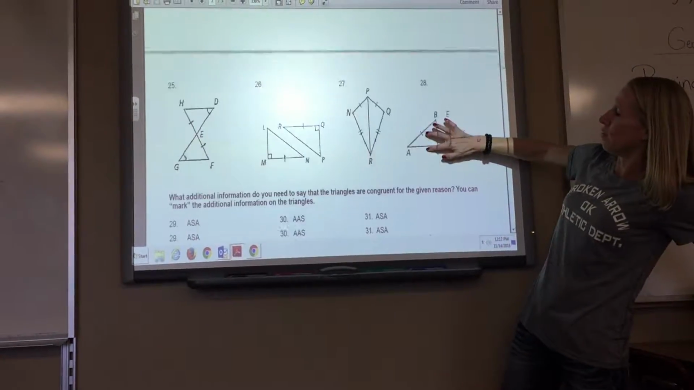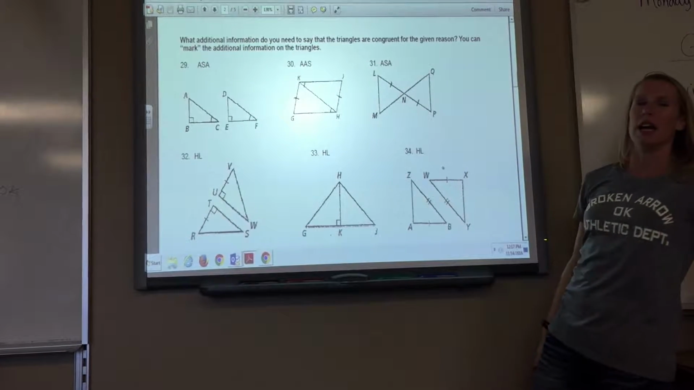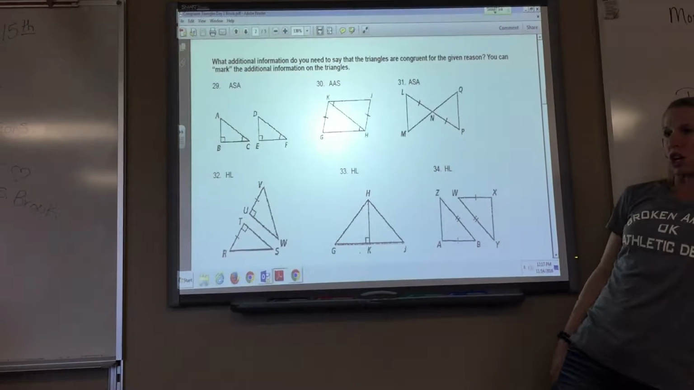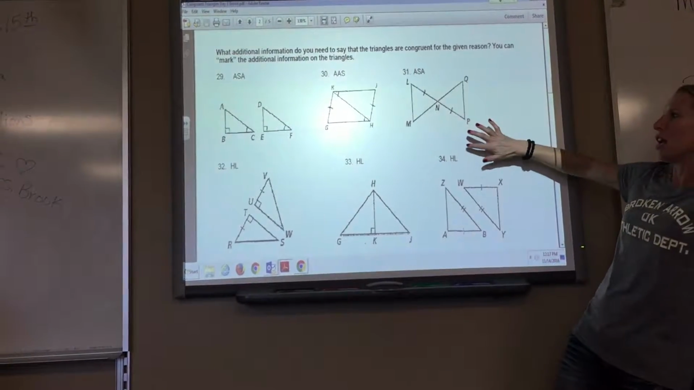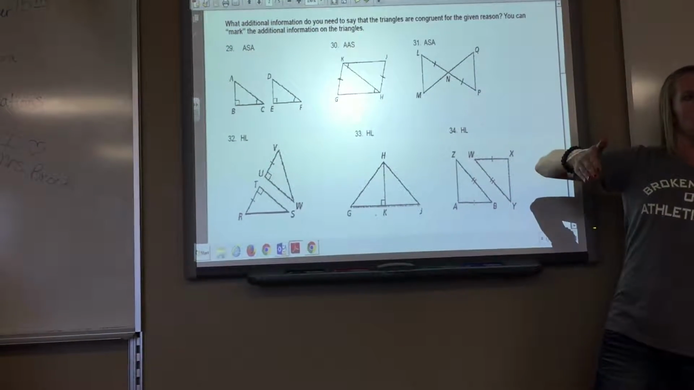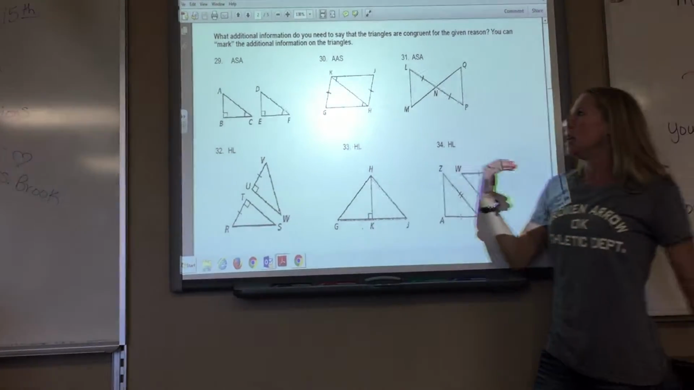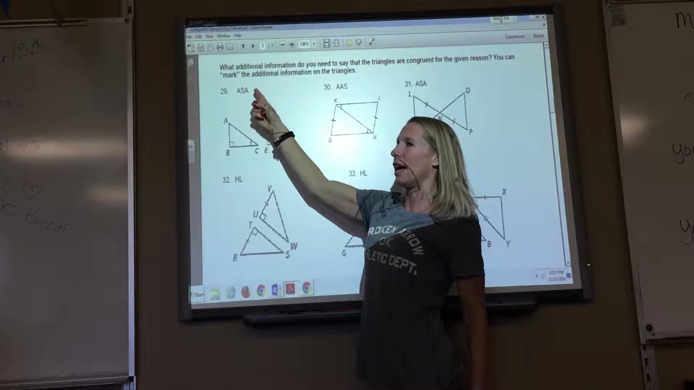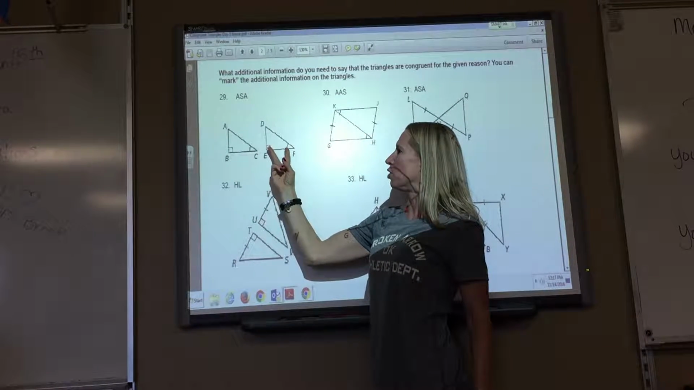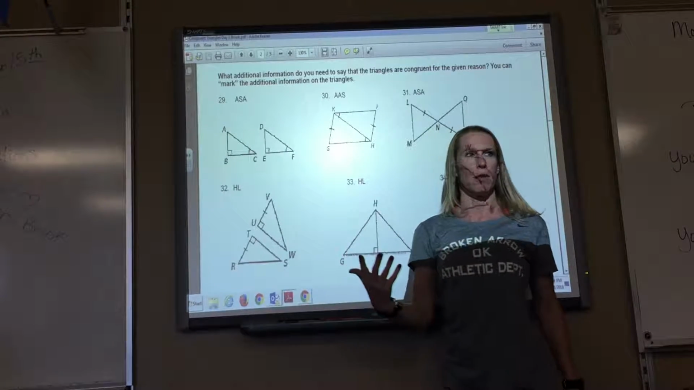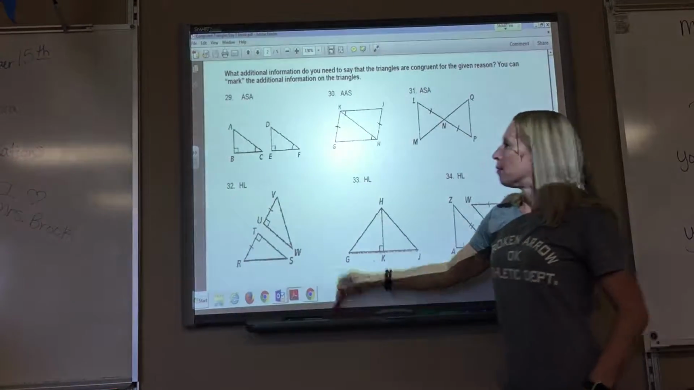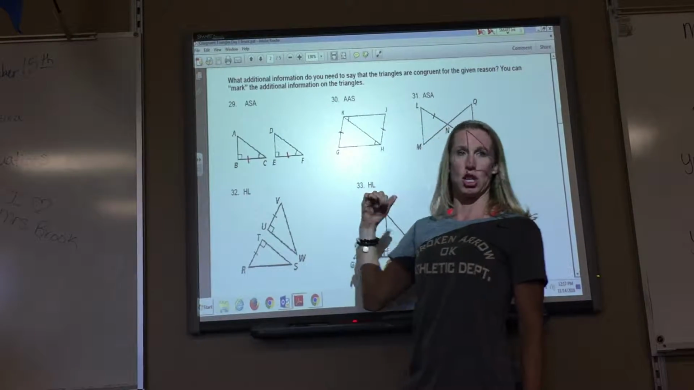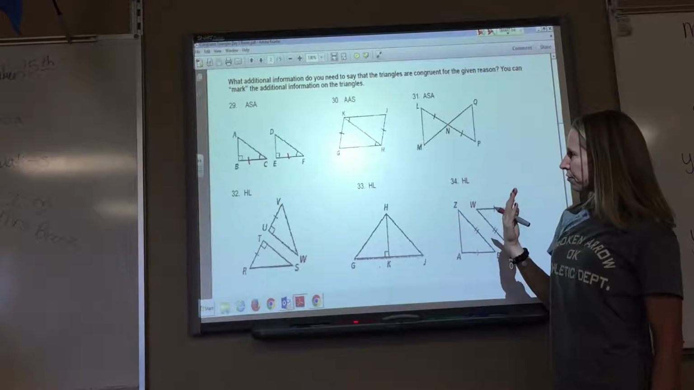Okay, let's move on. Starting with 29, it says what additional information do you need to say the triangles are congruent by the given method. So I want you to just mark on the triangles what additional information you need. So like on 29, I want to prove them congruent by angle, side, angle, and right now I have 2 angles. What additional information do I need? BC and EF. Do you guys see how it's angle, side, angle now? So you can just mark it on the paper.